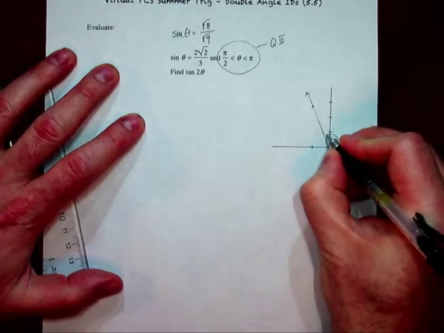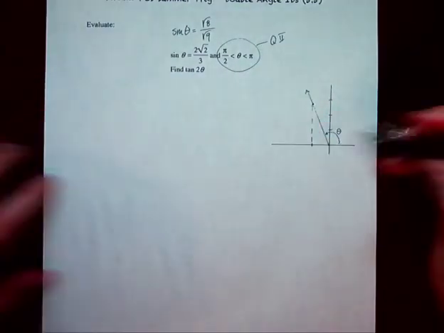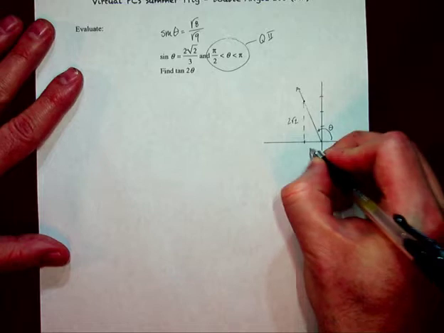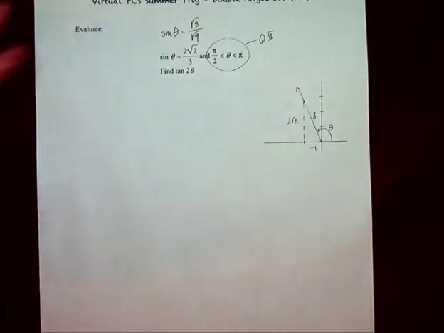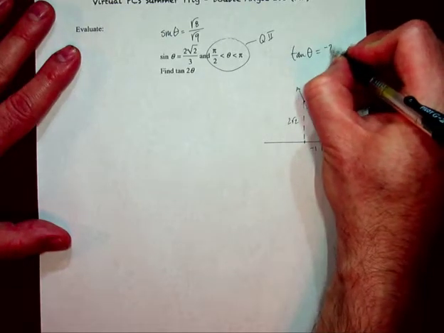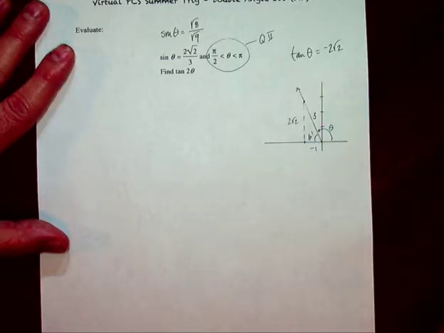So that right there is theta. This right there, let's go ahead and drop that altitude. This is going to be 2 root 2, that's -1, and this is 3. Now, what we need in order to find tangent of 2 theta is we can either find tangent of theta. Yeah, let's go ahead and do that. Tangent of theta in this particular one is going to be -2 root 2, opposite over adjacent for your reference angle theta prime.